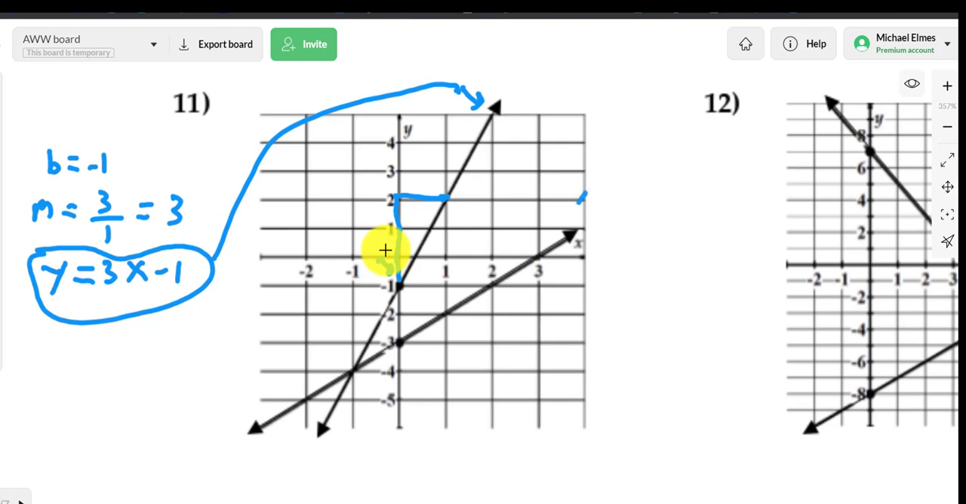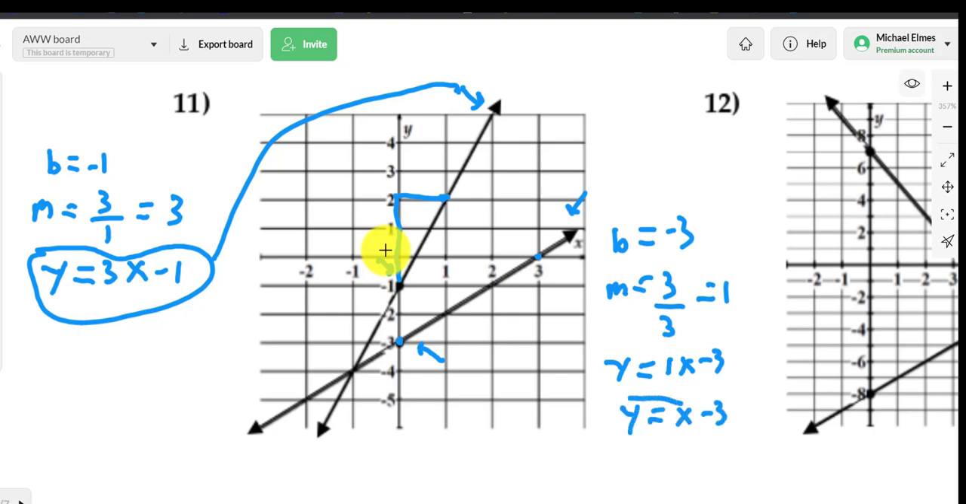And then for the second line, my b looks like it's -3. And my m, let's see here. I got a point here and a point here. So it looks like my rise is 1, 2, 3. And my run is 1, 2, 3 also. So it's 3 over 3, which equals 1. Right, so I would write y equals 1x minus 3. Or really, you could just write y equals x minus 3. That's the equation for this line.